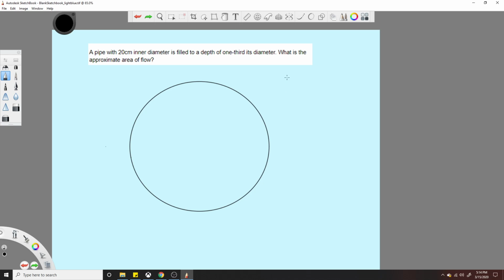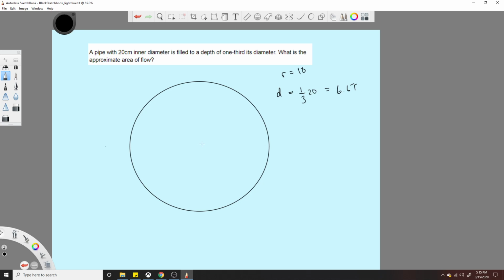We'll call it D, depth D, and that would be equal to 1/3 of 20 centimeters, which is 6.67 centimeters. The units aren't too important. Everything's going to be in terms of centimeters in this problem. So we know what's our radius too? Our radius is just half of that, right? So our radius is just 10.